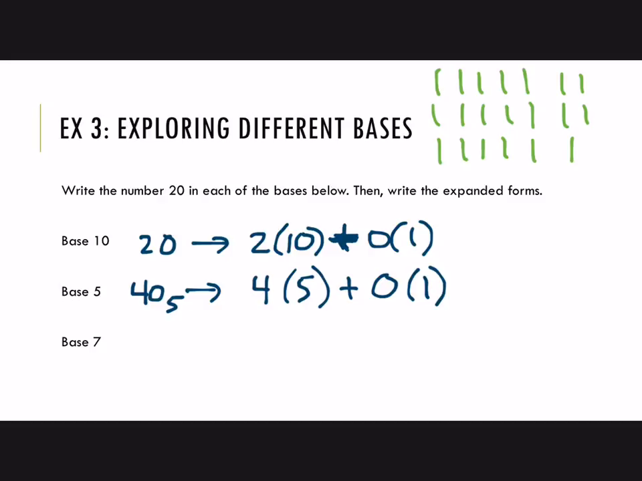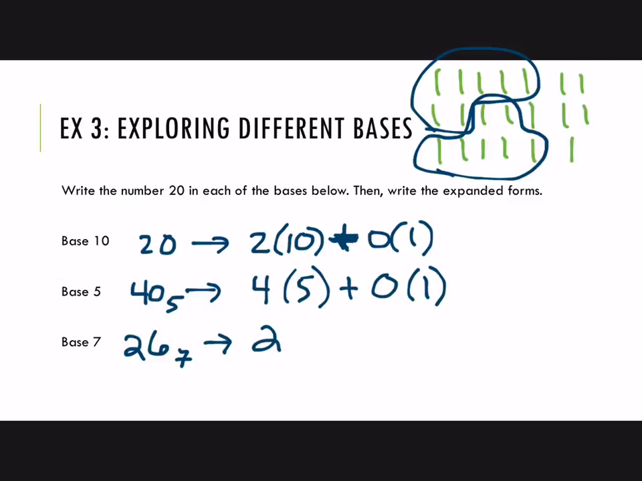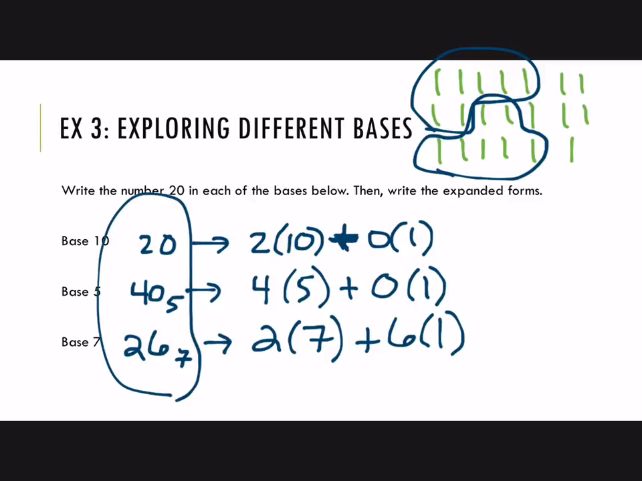And then finally base 7, I'll group 7s together. So here's 7, here's 7, and I have 6 left over. So this is enough to make 2 groups of 7 and 6 left over. Okay, subscript of 7. So this is 2 7s plus 6 1s, and if you check, 2 times 7 is 14, plus 6 does equal 20. Okay, so again, 3 different ways to write the same quantity, the same number of 20.